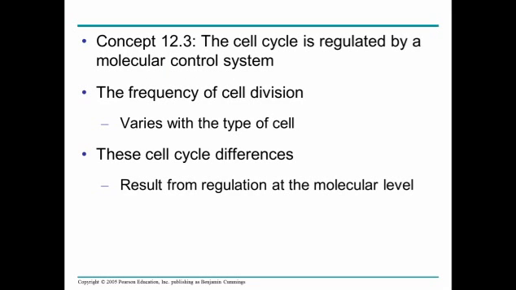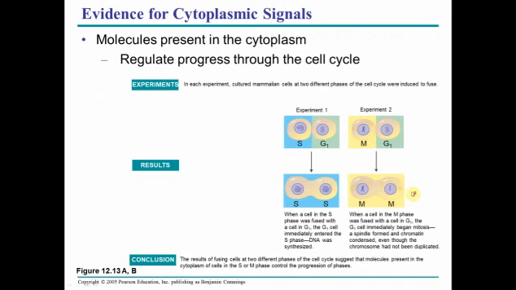All right, this is part 2 of chapter 12 on the cell cycle. Now we're getting into aspects of regulation of the cell cycle. Every cell divides at a different speed, at different times, for different reasons. There are, of course, programming signals that determine when that is. The frequency of cell division varies with the type of cell, and there are regulation aspects at the molecular level that turn the cell cycle on or off. Specific molecules in the cytoplasm regulate the progress.